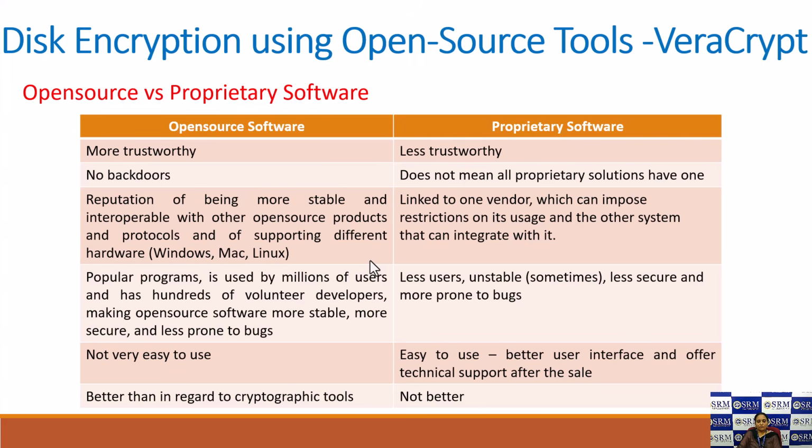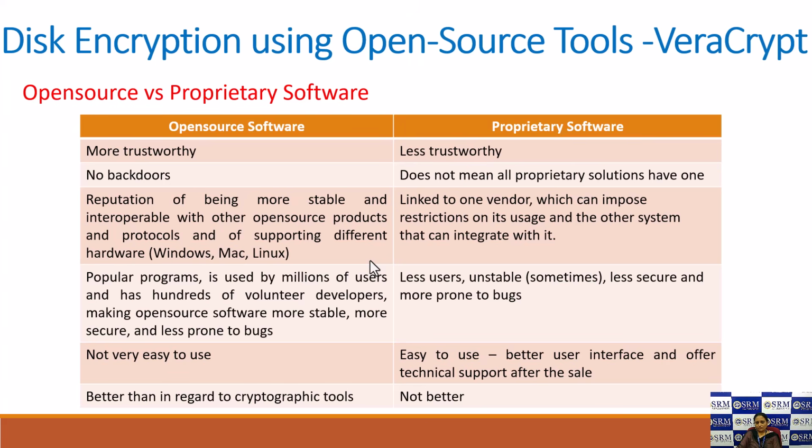Open source software has a reputation of being more stable and interoperable with other open source products and protocols, whereas proprietary is linked to only one vendor, which can impose restrictions on its usage and on other systems that can integrate with it. Popular programs are used by millions of users and have hundreds of volunteer developers, making open source software more stable, more secure and less prone to bugs. Proprietary means paid versions, so there will be fewer users. It is sometimes unstable, less secure and more prone to bugs.